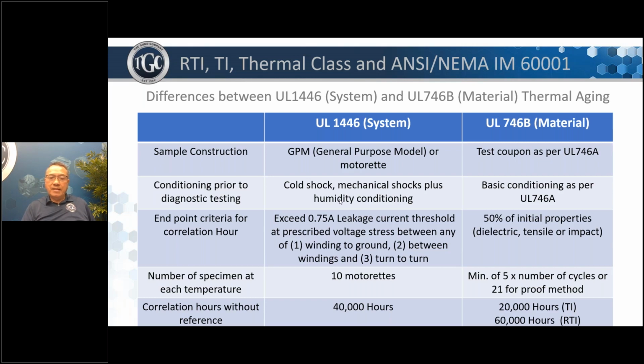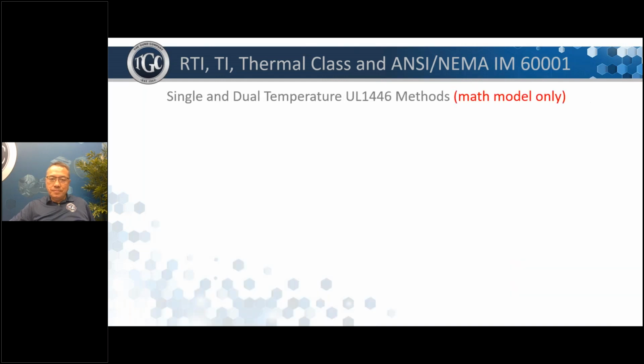Essentially, they are looking at the failure on the motor rat. And if they see any failure in any of those conditions, winding to ground, between windings, high and low, and turn to turn, it fails. And they would use a minimum of 10 motor rats. So that's the thermal aging of using motor rats for major insulation.